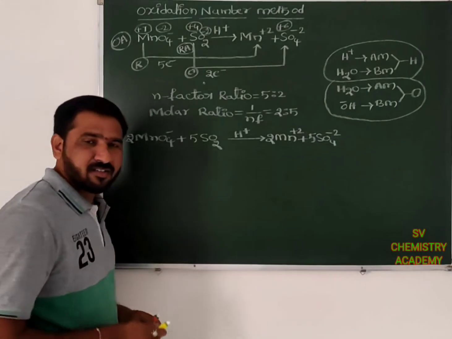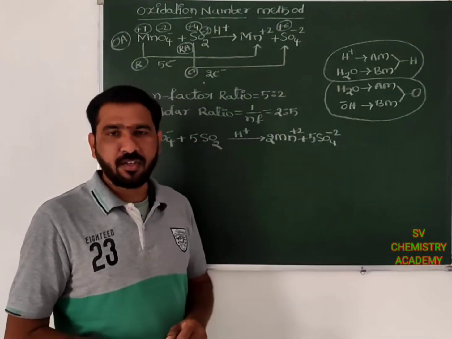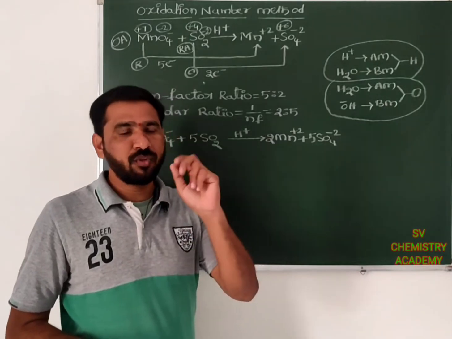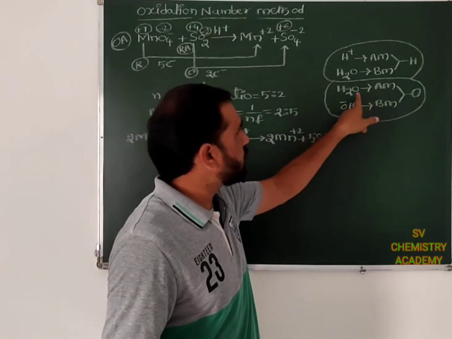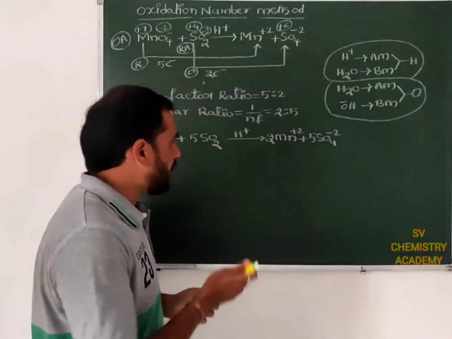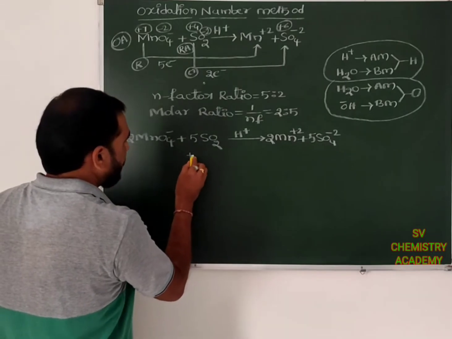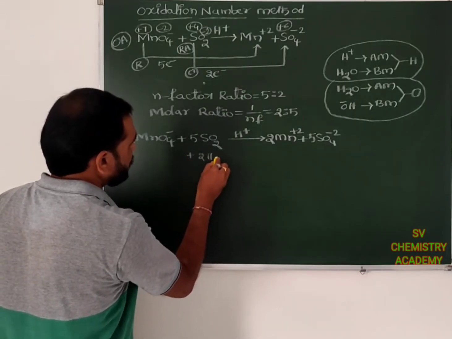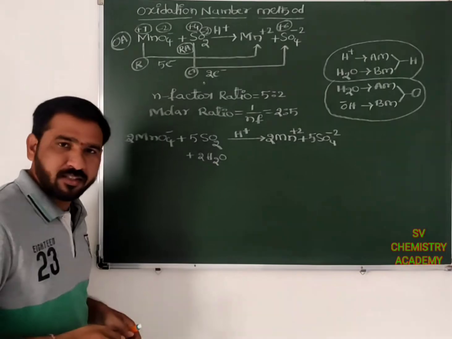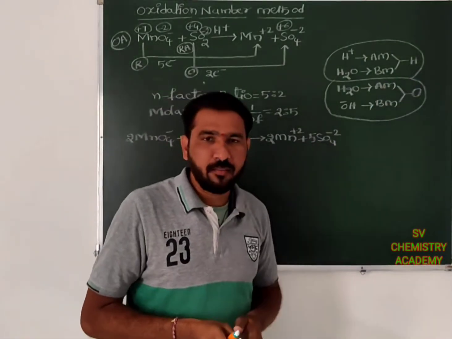Left side, 18 oxygens are there. Which side is deficient? The left side is deficient. How many are deficient? 2. Therefore, we need to add 2 H2O molecules to the deficient side to balance the oxygen. The left side is deficient, so we add plus 2 H2O here. Is it clear?